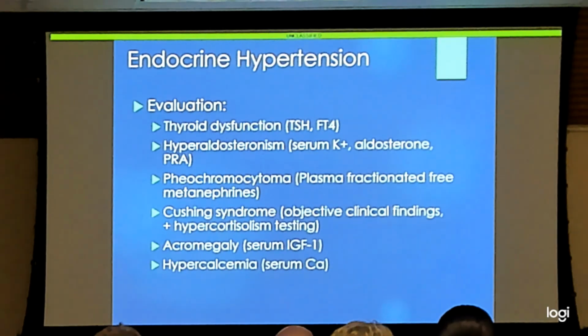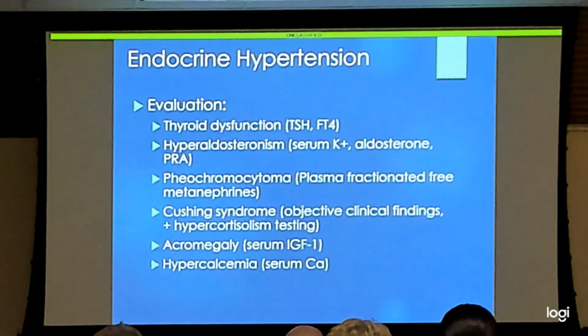All right, so we already know what you're going to do for pheochromocytoma: plasma fractionated free metanephrines. Easy lab. If I think you have Cushing syndrome, objective clinical findings, and then obviously how to go about testing for that.